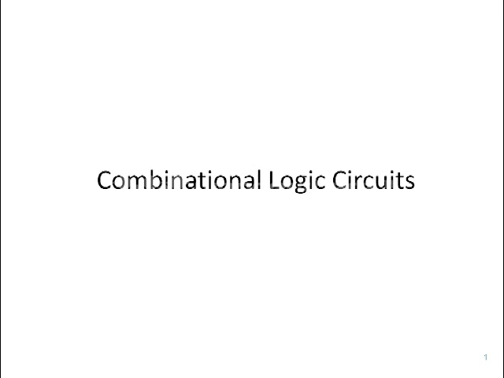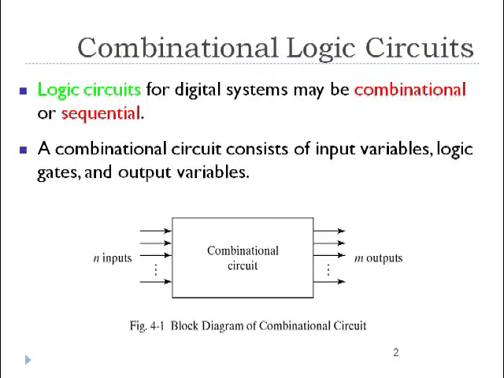also discuss the different types of combinational circuits and how we are going to use those combinational circuits in some applications. Okay, so let us start this discussion with the definition of a combinational circuit. Logic circuits for digital systems may be combinational or sequential, as I just said, and a combinational circuit consists of input variables, logic gates, and output variables.